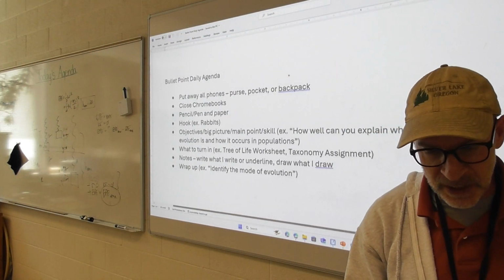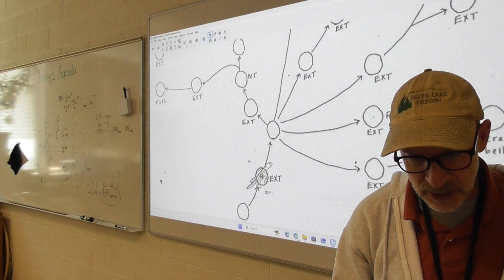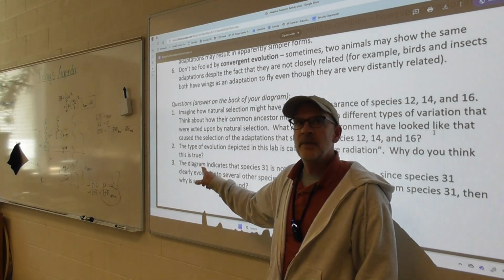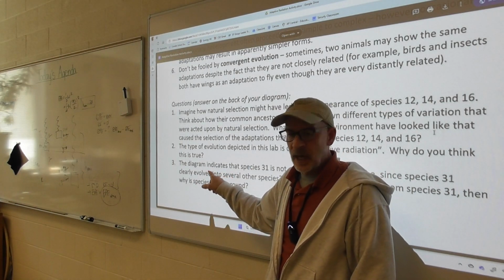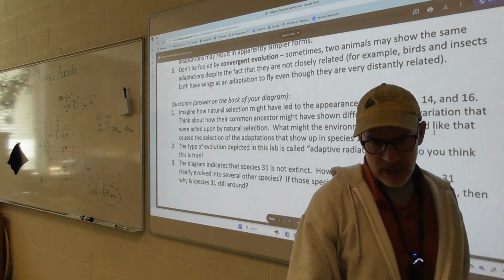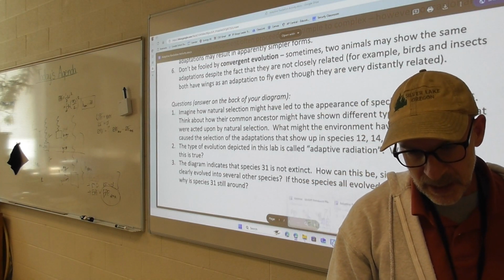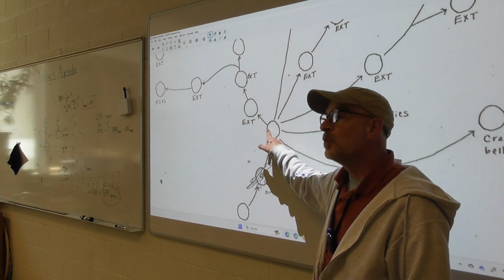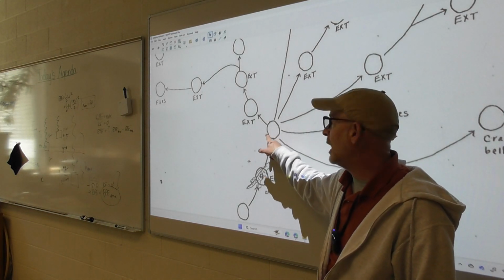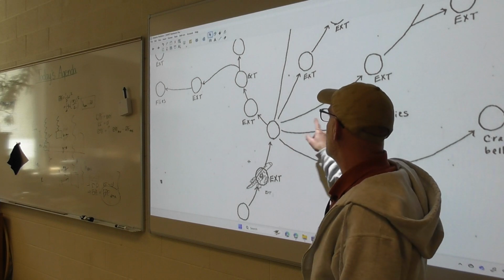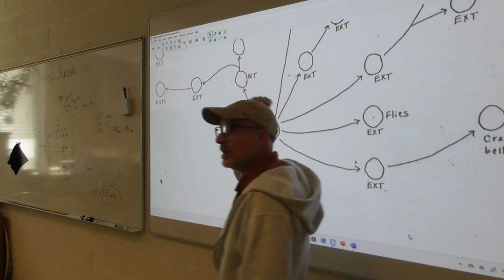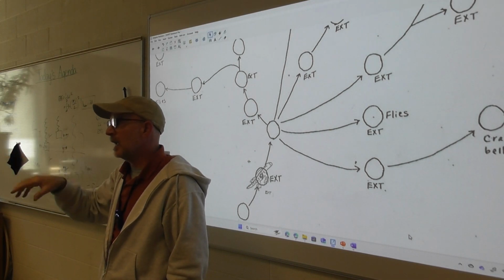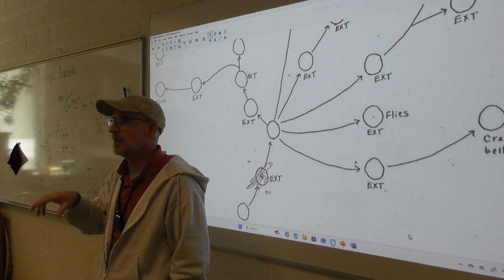And then the second piece that I want you to think about is this question right here. And this is a bigger question. On the diagram it says species 31 isn't extinct. But on the diagram it also shows that species 31, which would have been right here, most of you I think got that, also evolved into all these other species. So how does that happen? How do you have something both evolve into other things and still be around at the same time?